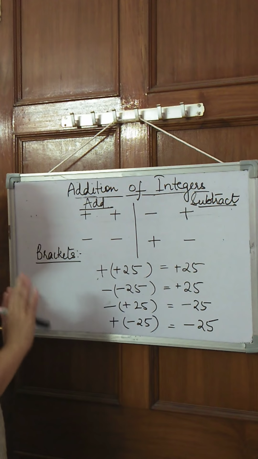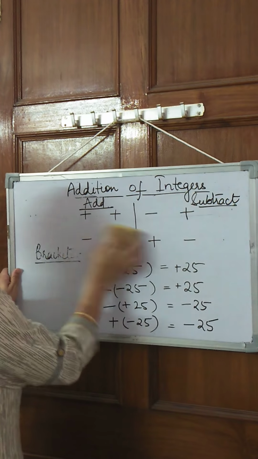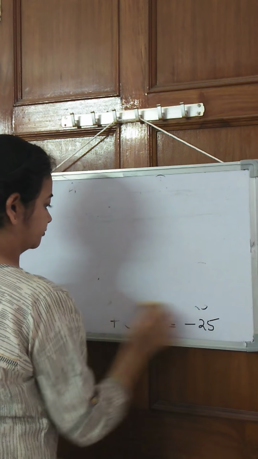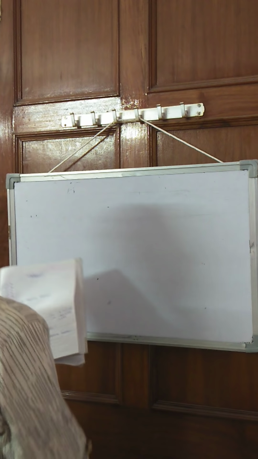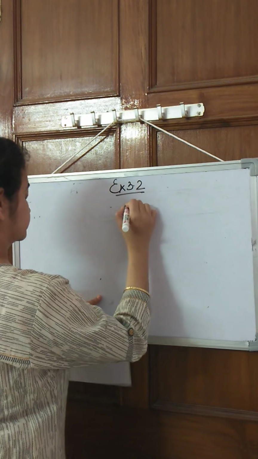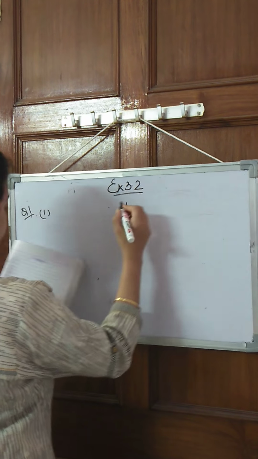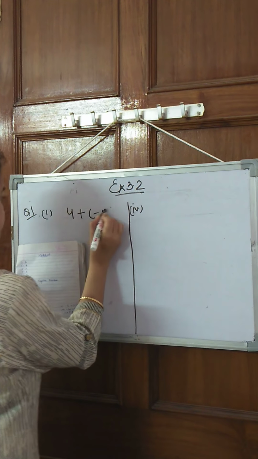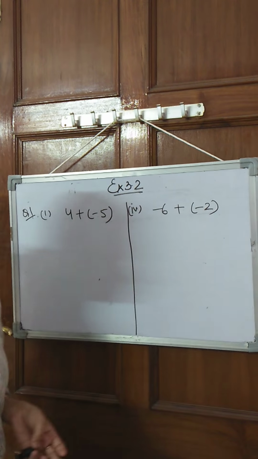Okay. Now with the help of this rule, we will do a few questions of your exercise. That is 3.2. I am taking question number 1, first part. This is exercise 3.2. Question number 1. I am taking the first part here and I will be taking the fourth part. So 4 plus minus 5. Minus 6 plus minus 2.